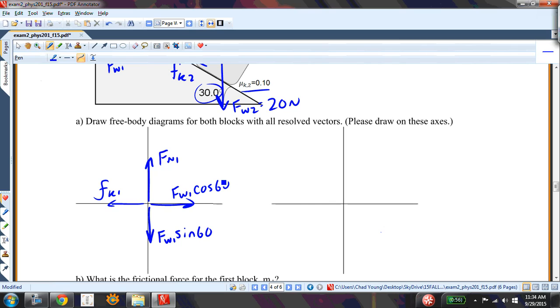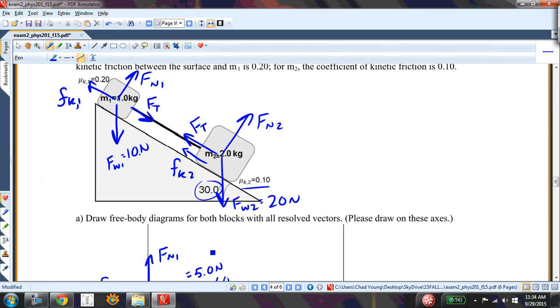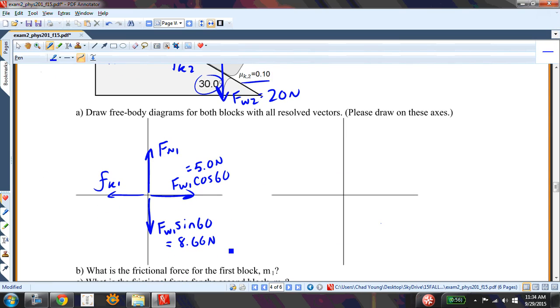I can go ahead and put in some values here. I know that FW1 is 10 newtons, so this is equal to 5 newtons. 10 cosine 60 is equal to 8.66 newtons. I'm going to keep 3 sig figs just until the end. All right, now I'm missing one. I'm missing the tension force, Ft.